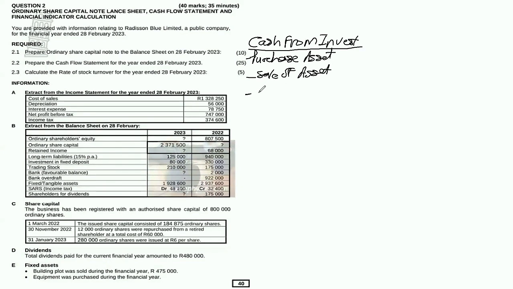And then you have what? Your fixed deposit. So we have your fixed deposit here. Okay. Now, how do we then calculate the following terms? So now fixed asset. So building plot was sold during the year amounted to 745,000. So we have an inflow of 475,000. Remember, purchase in accounting is money out. So meaning our purchase of an asset is going to be an outflow, right?